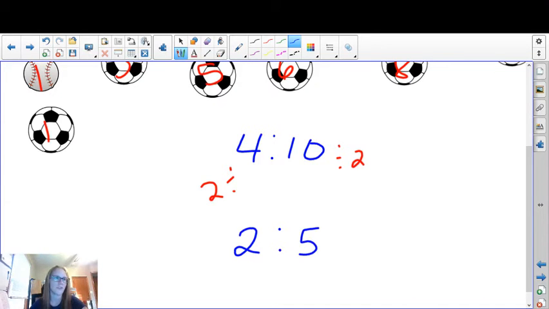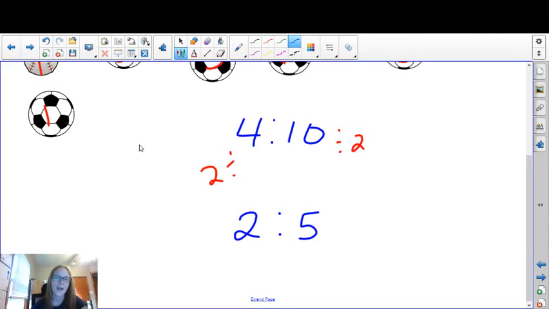2 and 5 have nothing else in common. They are both prime now. We got down to our prime factorization. Look at that, using stuff from the last lesson. And then it asks me to explain.